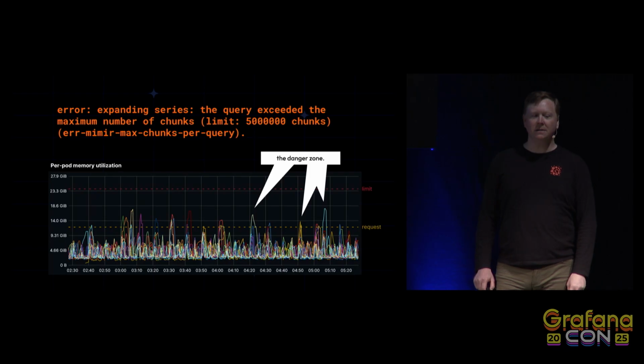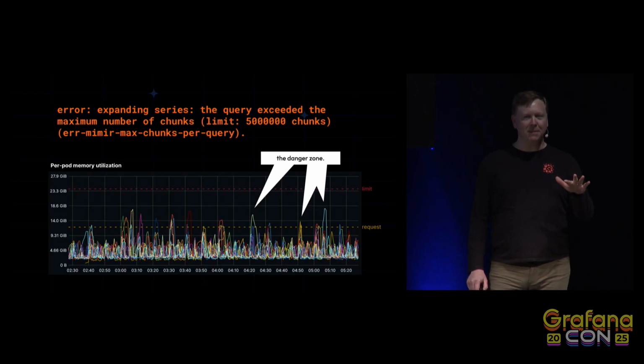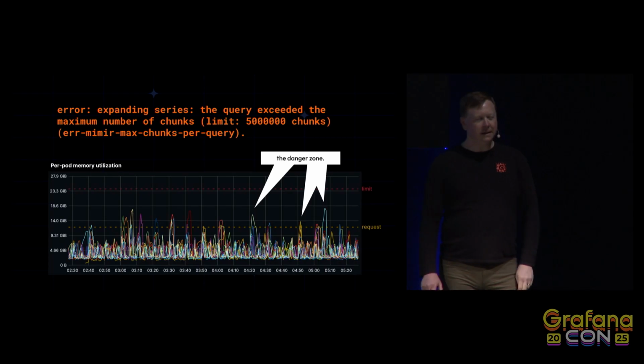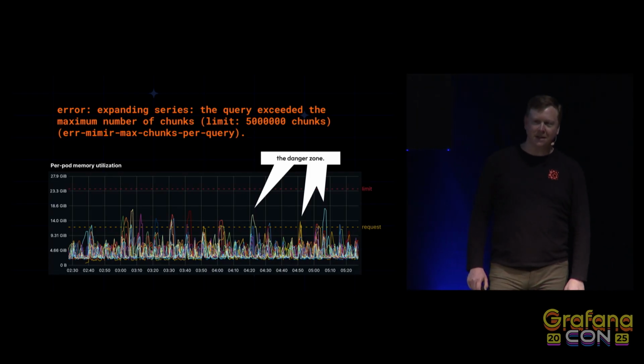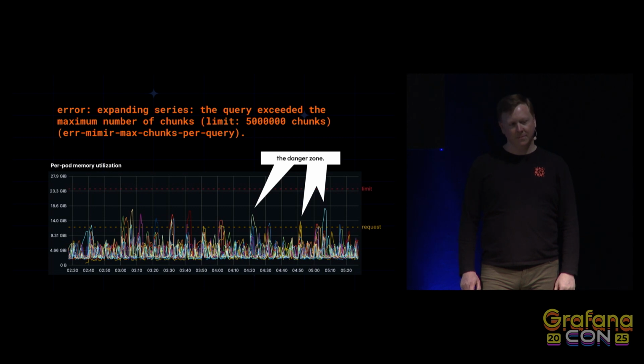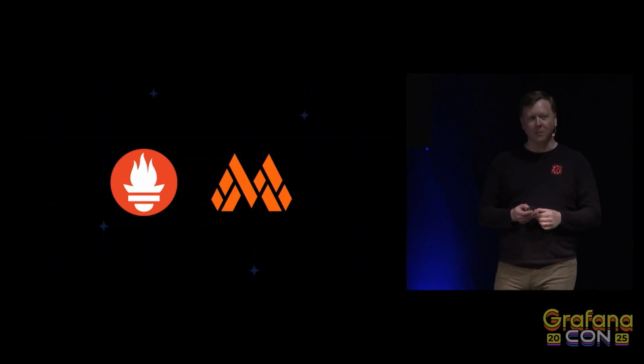So if we could flatten these spikes out significantly, we would stand to spend a lot less money because we could take that yellow line and move it way down. And you folks issuing the queries could do analysis that touches a lot more data. So that is the motivation for the Mimir query engine. And I'm going to tell you a little bit about how it works.